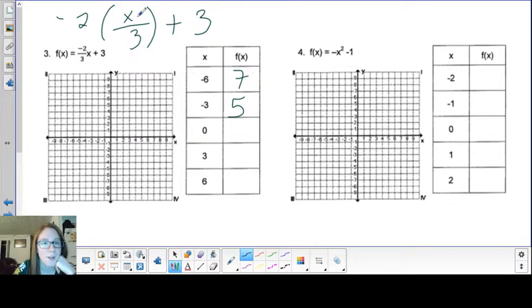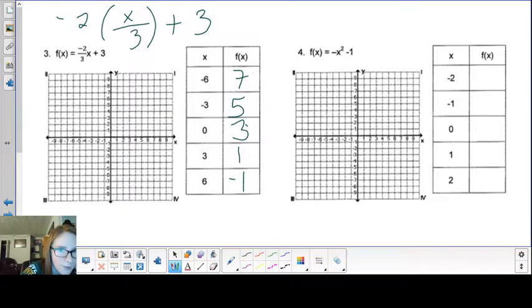That's better. 0 divided by 3 is 0. 0 times negative 2 is 0. 0 plus 3 is 3. Okay, 3 divided by 3 is 1. Negative 2 times 1 is negative 2. Negative 2 plus 3 is 1. 6 divided by 3 is 2. 2 times negative 2 is negative 4. Negative 4 plus 3 is negative 1. There we go. And then we're going to go ahead and plot those guys.